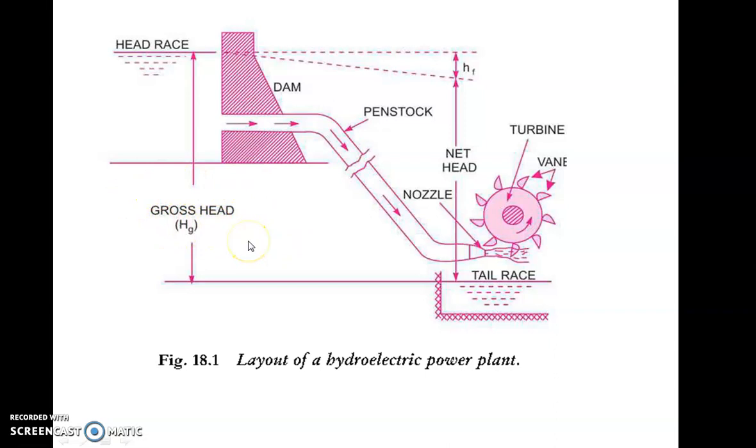So what is the head available for us to produce the power? The head available is nothing but the difference between head race and tail race, that is the gross head. But whether we are going to consider this gross head for calculation, that we will see further, because when water flows into the penstock, there is a friction.